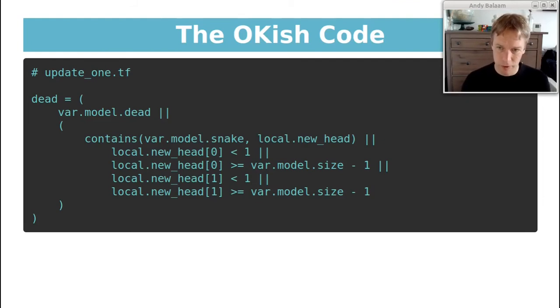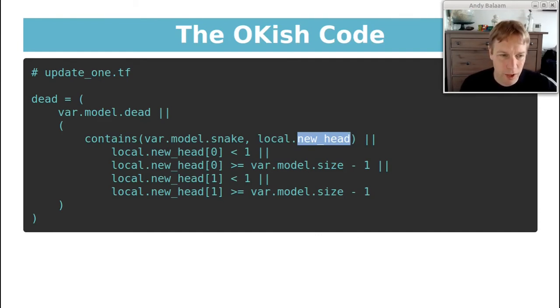So we've moved forward, or we're about to move forward one square. In fact, we've made a local called new head, which is the new position of our snake, but we haven't yet moved our snake. So when is a snake dead in a snake game? Well, there's two possibilities. Either we've hit our own body or we've hit the edge. So let's think about hitting the edge first.